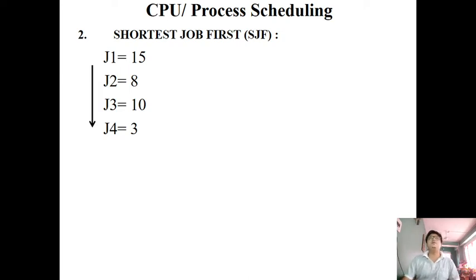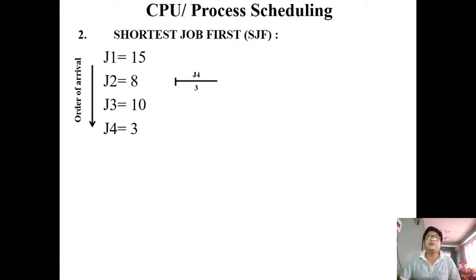So now the CPU will be given to that process, or that job, having the minimum burst time. J1 requirement is 15 units, J2 requirement is 8 units, J3 requirement is 10 units, and J4 requirement is 3 units. So out of these four, J4 will be given the CPU because it has the minimum CPU requirement time, or the burst time, right? So J4 will be given first.